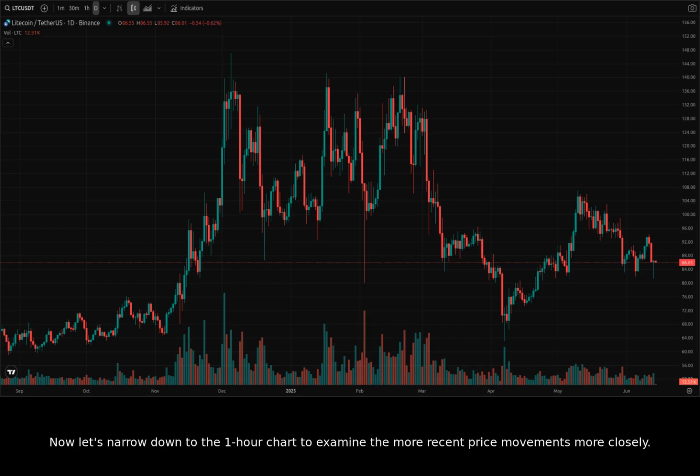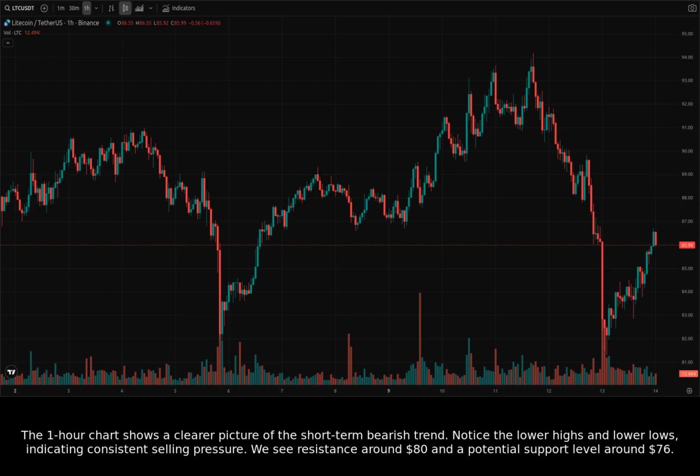Now, let's narrow down to the 1-hour chart to examine the more recent price movements more closely. The 1-hour chart shows a clearer picture of the short-term bearish trend. Notice the lower highs and lower lows, indicating consistent selling pressure. We see resistance around $80 and a potential support level around $76.